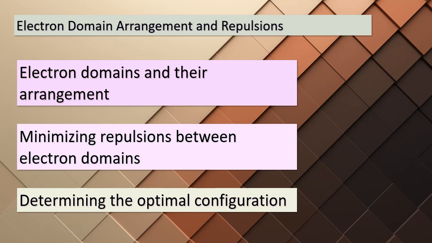Why? Because like charges repel each other, and we want to find the most stable configuration possible. Imagine it like arranging seats in a theater to ensure everyone has enough space and doesn't bump into each other. This optimal arrangement has a significant impact on the overall structure of molecules. So, let's explore how we determine this arrangement and ensure that the repulsions among electron domains are minimized. Are you excited? Let's move on to our next topic.